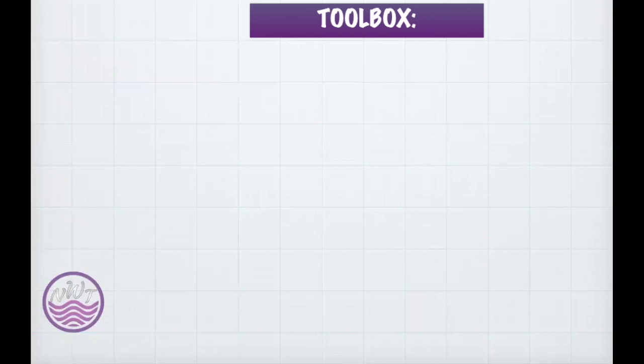Okay, first we're going to go over the toolbox. In the toolbox, it has all our important vocab, our equations, and anything else that we're going to need to solve the examples in the actual notes.